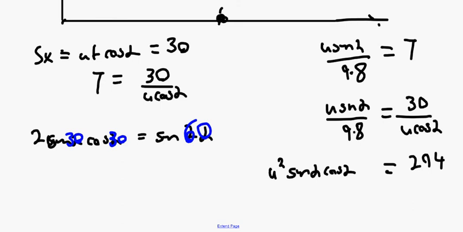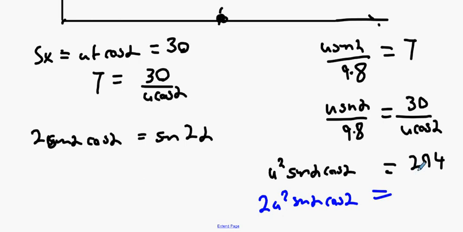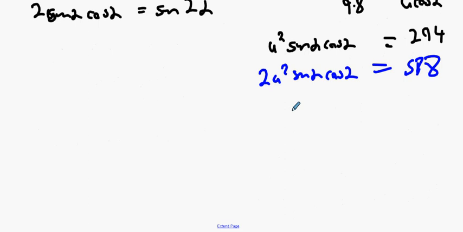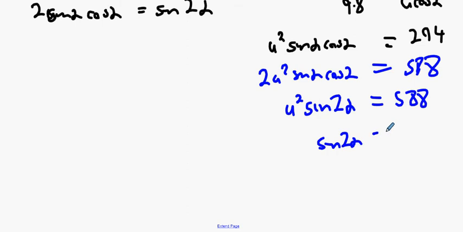So, what happens if I multiply both sides by 2? 2u squared sine alpha cos alpha equals, anybody? And what could I wrap that down to then? U squared sine 2 alpha equals 588, and then I could have sine 2 alpha equals 588 over u squared. Still two variables though, isn't it? Still nothing clear.